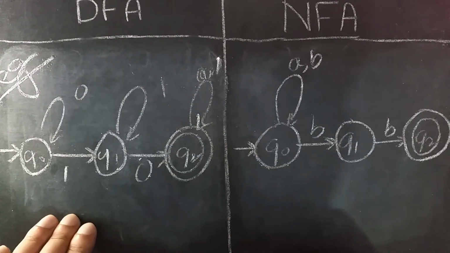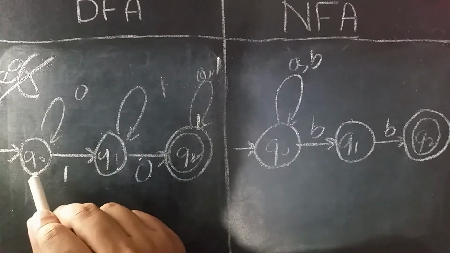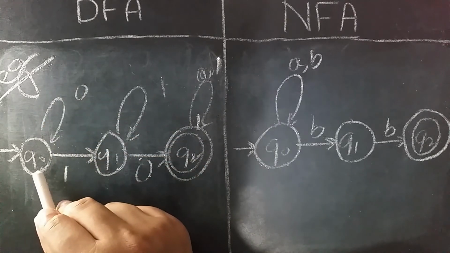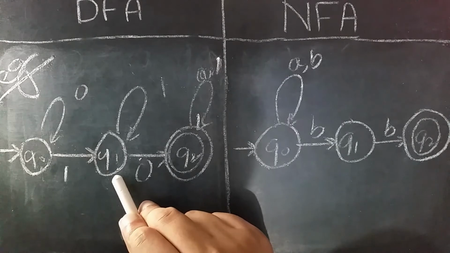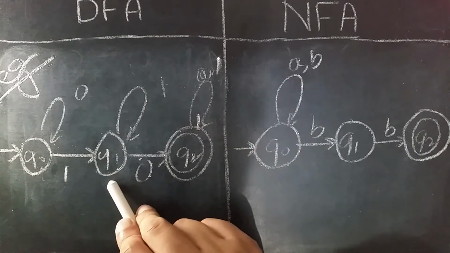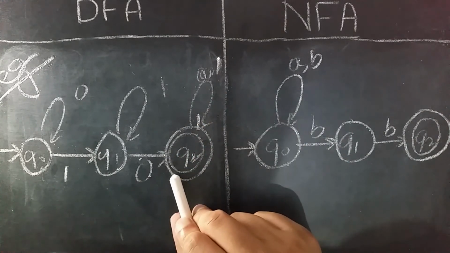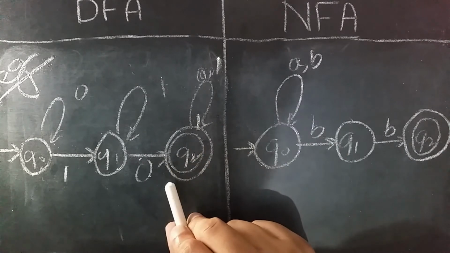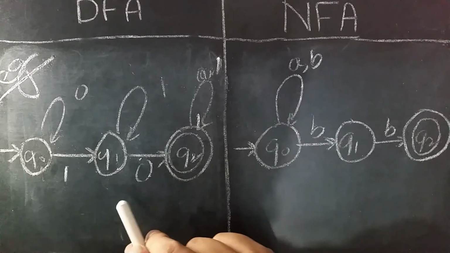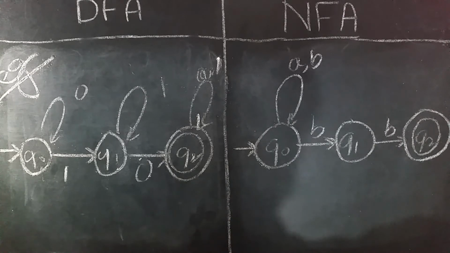This is an example of DFA. This is an example of NFA. In DFA, on state Q0, if the input is 0, we remain on Q0, but if the input is 1, we go to Q1. On Q1, if the input is 1, we remain on Q1, whereas if the input is 0, we go to Q2. On Q2, if the input is 0, we remain on Q2, and if the input is 1, we remain on Q2. And this is the final state. So we see that for every input there is only one transition. It is very deterministic in nature, hence it is a deterministic finite automata.